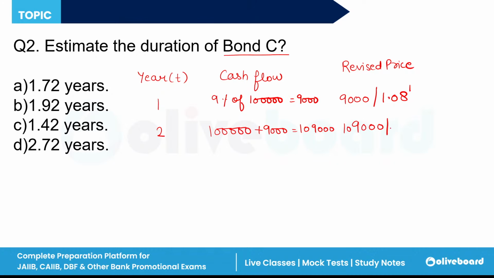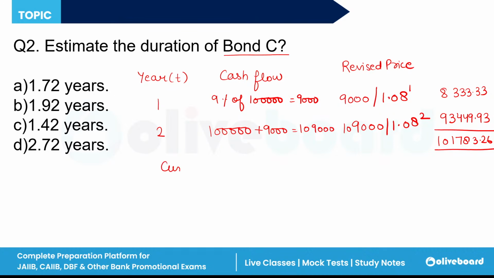And 1,09,000 divided by 1.08 power 2. So that will be equal to 8,333.33 here, and here it will be equal to 93,449.93. When we add these, we get 1,10,173.26. This is the revised price.